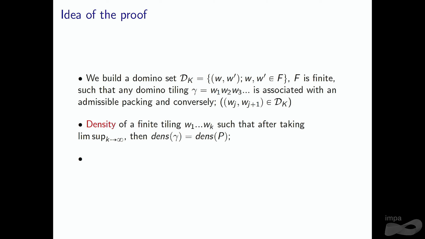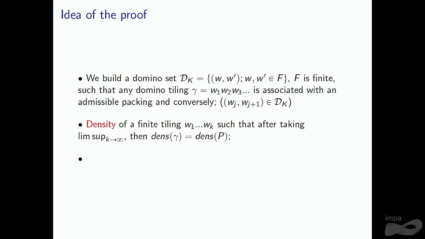And we also defined an idea of a density of a finite tiling, W1 to Wk, such that if you send k to infinity and take the limsup, we get a number which we define as the density of gamma. And it has the property that if you take the associated packing with your tiling, you have equality of this density. So in this way, you can define the density of the infinite domino tiling. And to finish the proof, I will draw a picture. So we can stop looking at packings and look at the tilings.